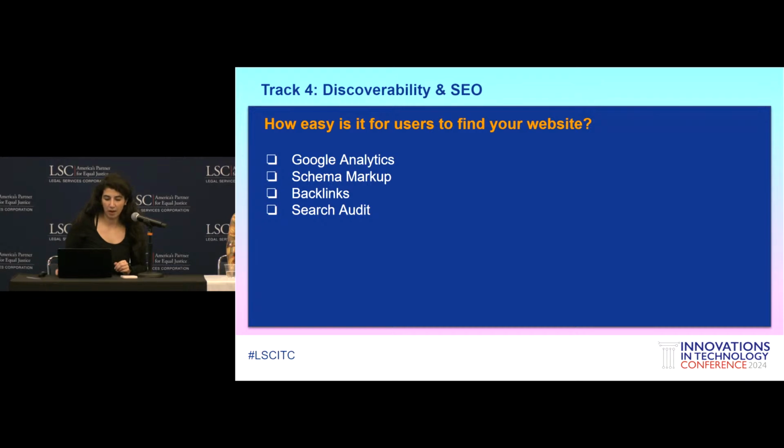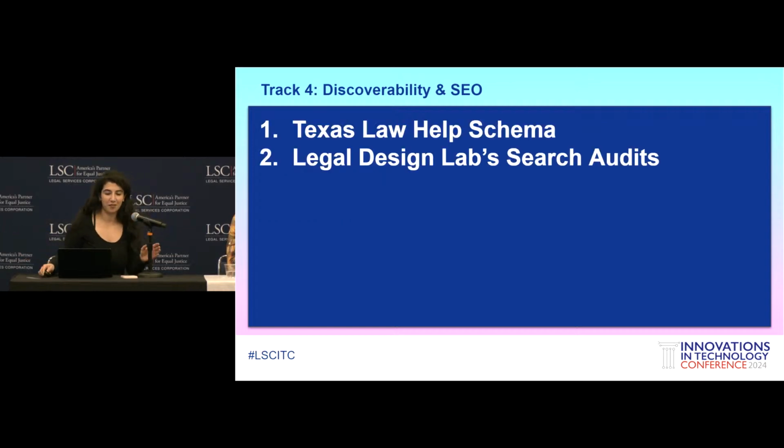So when we talk about how to improve your SEO, we look at things like: do you have Google Analytics? Do you have Search Console installed? Do you have a schema markup? Does it work correctly? Do you have a backlink strategy? And have you ever done a search audit? We'll share more about search audits during the case studies for today. But I'll hand it first over to Aaron and Martha for a piece about schema.